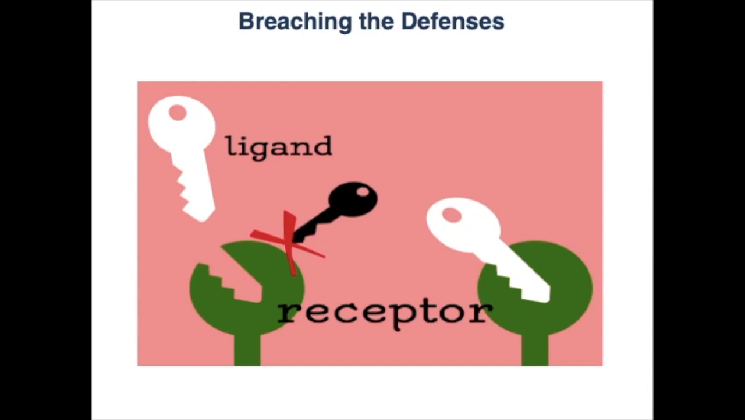With these three strategies for achieving self-sufficiency in growth signals, cancer cells can successfully breach one of the anti-cancer defenses hardwired in our normal cells. The result is cells that are capable of growing uncontrollably, unstoppably, and pathologically. In other words, cancer cells.